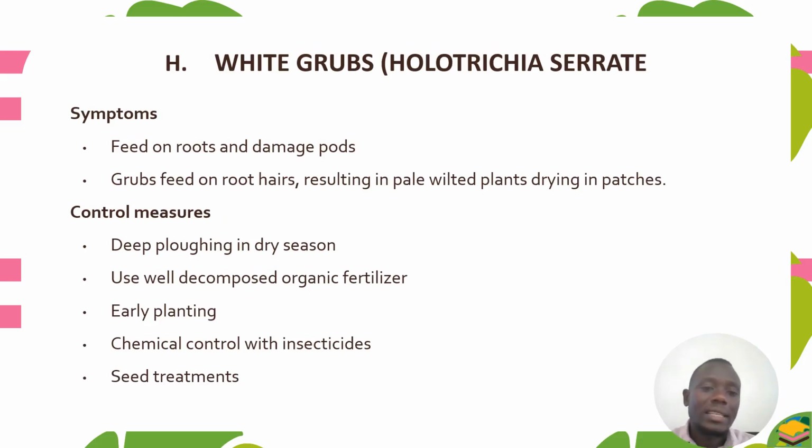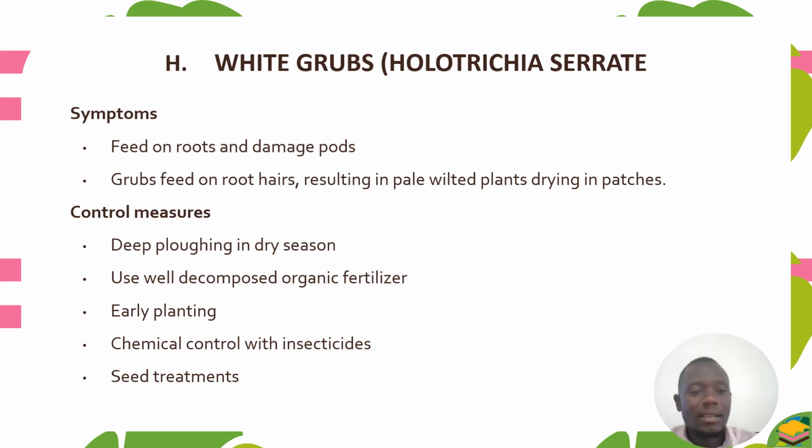Then let's look at white grubs. White grubs are another example of a pest of groundnuts. Let's look at the symptoms of white grubs. The first one is that these white grubs feed on roots and damage the pods. So they feed on the roots and also damage the pods of the groundnuts.